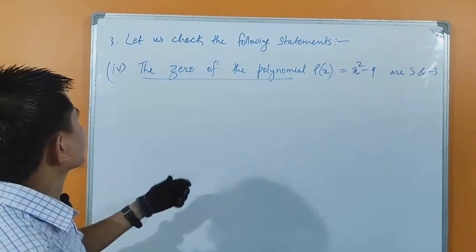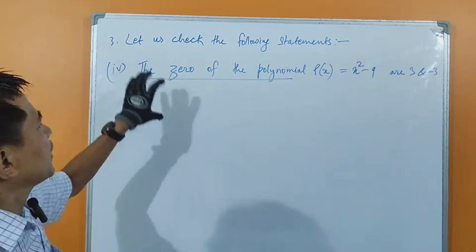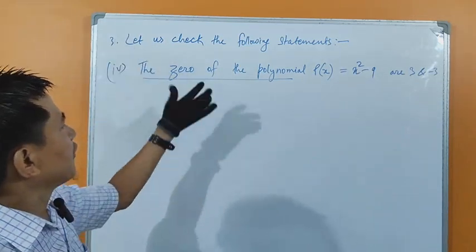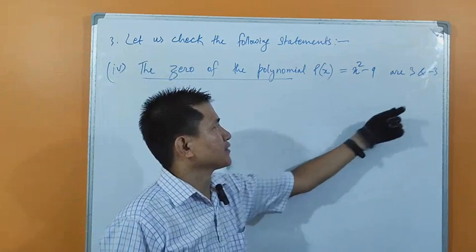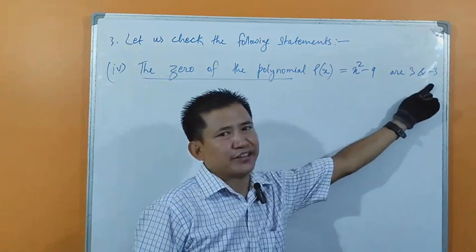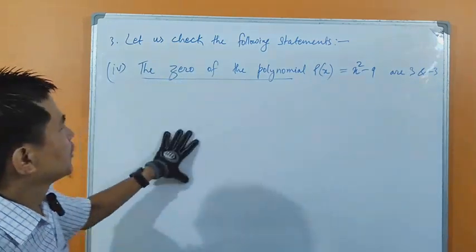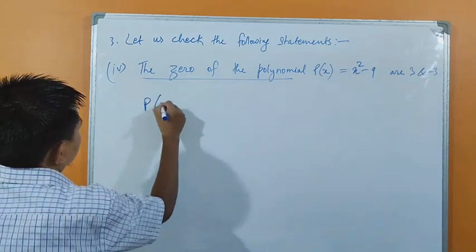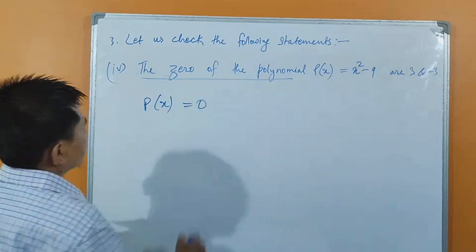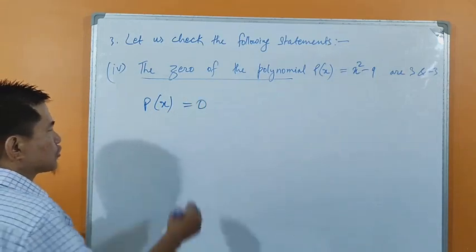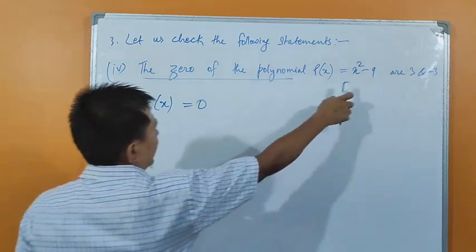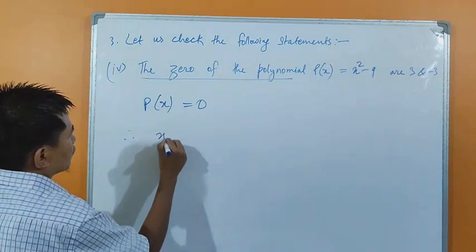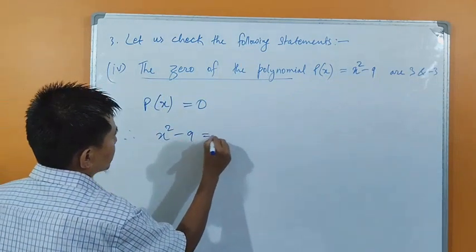Okay students, let us go for sub number 4 of question number 3. We are asked to verify the 0 of the polynomial p(x) as plus 3 and minus 3. Okay, now let us solve this. Since p(x) is 0, that means x square minus 9 should be equal to 0. x square minus 9 should be equal to 0.